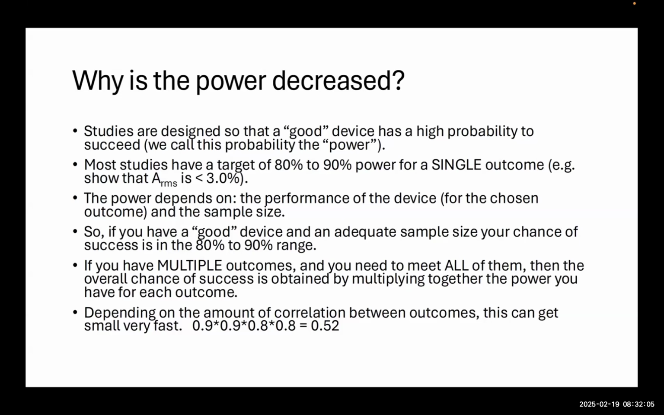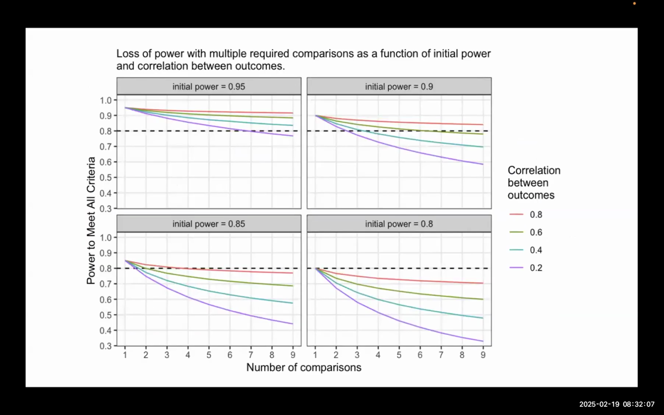That's a serious reduction in overall power. So this plot shows exactly what happens when you have initial power. Each of the individual endpoints has 90, 95, 85, 80%. And as you do these multiple comparisons from 1, 2, 3, 4, all the way out to 9, the power goes down a lot. The reason it goes down is because you have to meet every single one of those.